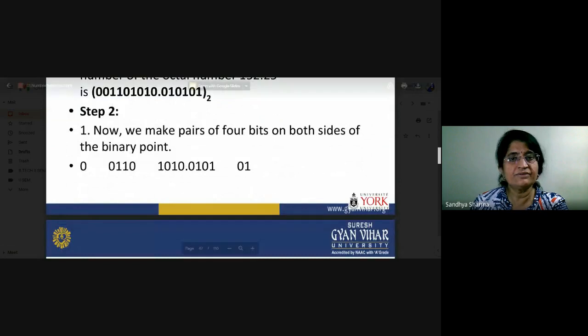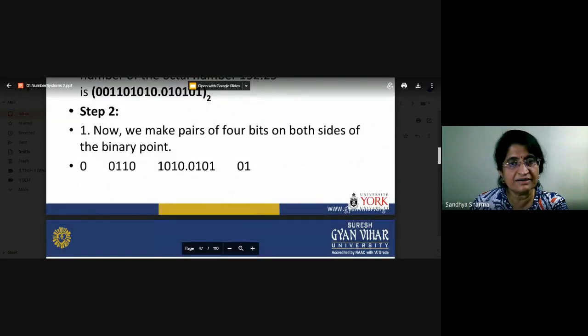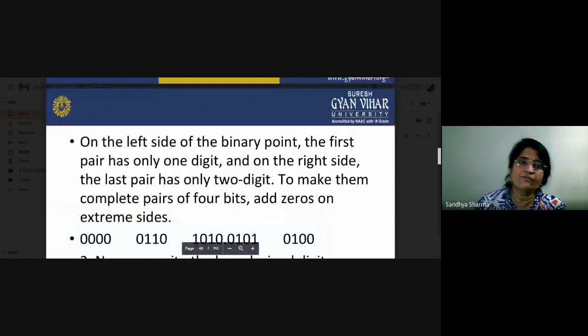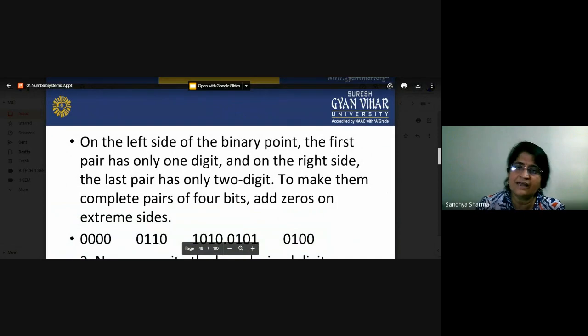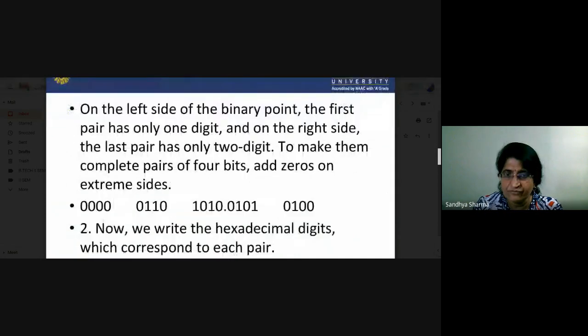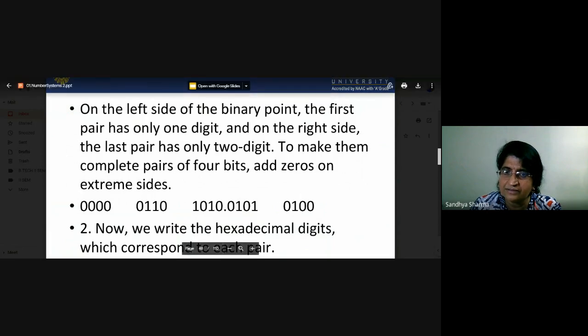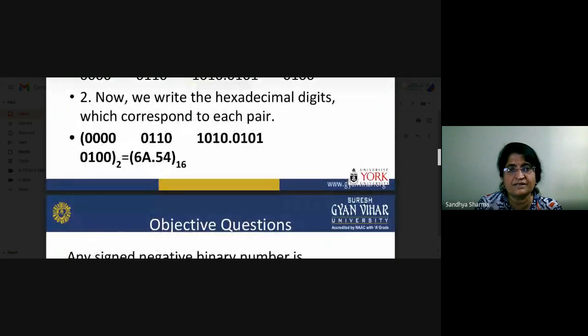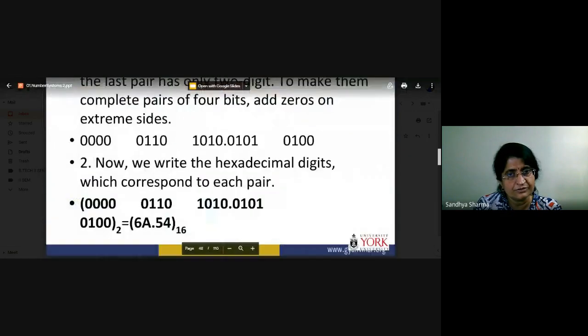Okay, so here we will again make groups of 4 for converting our binary number into the hexadecimal. Now just see, I will make the pairing. For the integer part, we will move from this to this, and for the fractional part, we will make groups in this direction. Then we will write our hexadecimal number using the corresponding combinations. These are given to you, and so on.